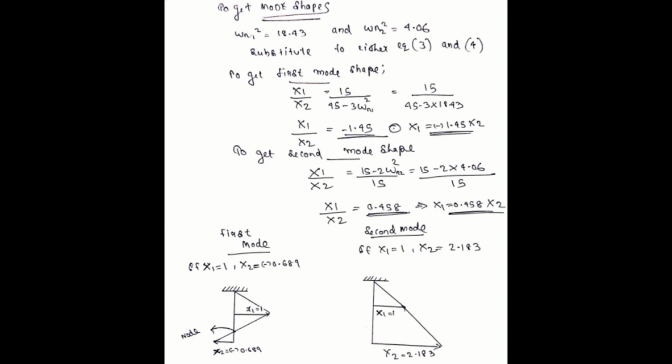So some questions may also ask to find the mode shape. So what is mode shape? These are the two modes, and this is what they mean. We have to find the nature of these modes. How do they look? So how do you find them?